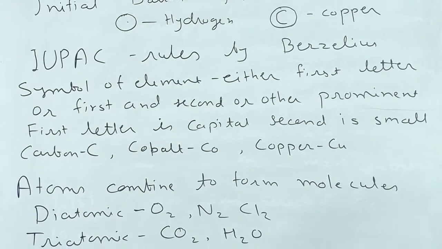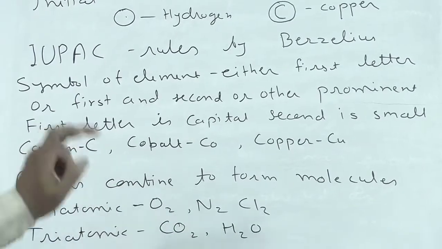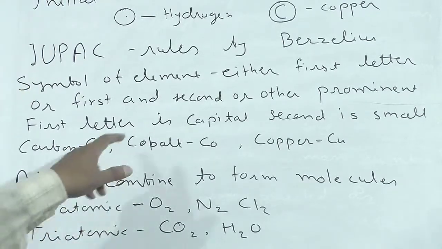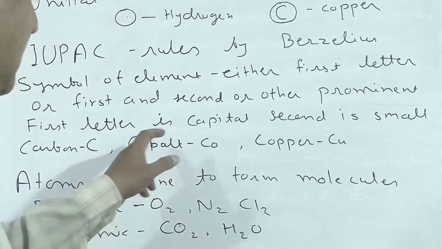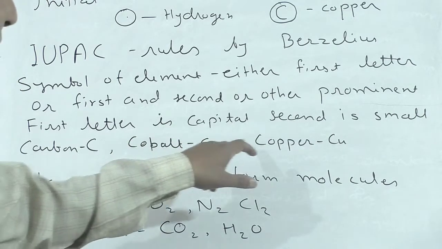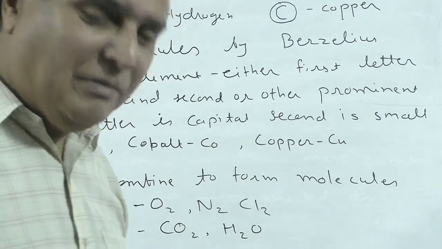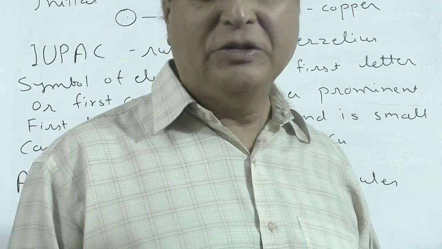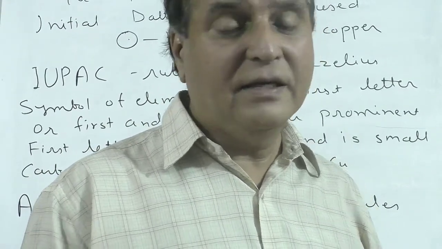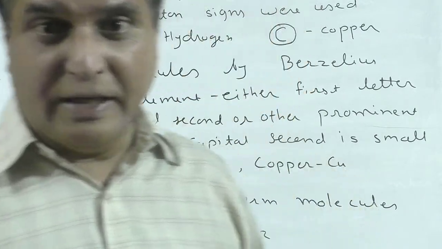Understanding? For example, first letter capital, second letter small. Carbon is C. Now the letter C is blocked, so for cobalt, Co is the symbol. Then copper, again Co? So we use Cu. Some Latin names we choose, Cuprum, to avoid repetition, and the international symbols are finalized. You have to learn them. Okay?